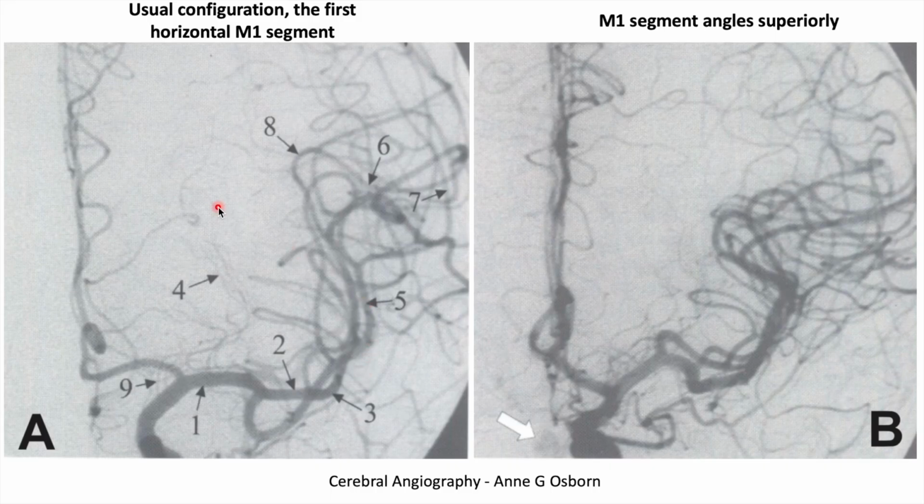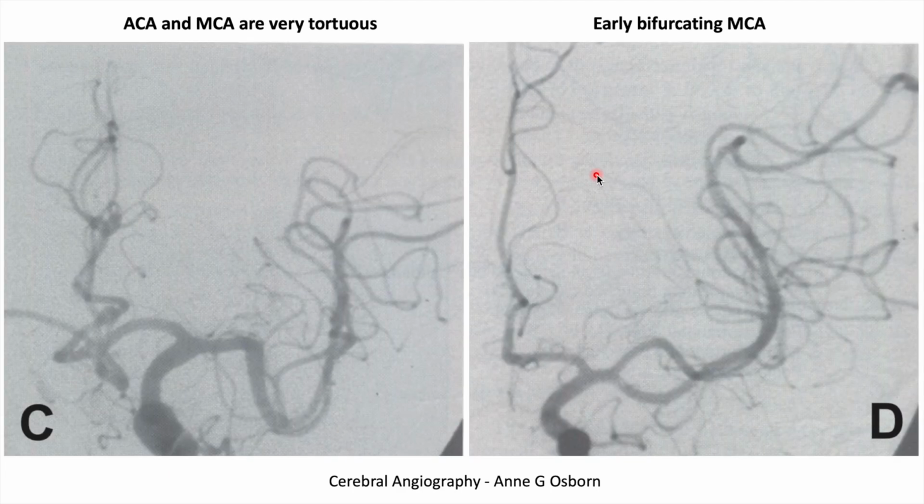Now there are variations in the MCA which are important to know. The usual configuration is a horizontal M1 segment. So when you want to take your wire in, usually we put a loop at the end of the wire because we know it is going to go straight into the MCA M1 segment. Usually this is a very straight segment, and the loop keeps it protected from causing a perforation. So that's the straighter segment, but you can also have a segment like this which is superiorly angulated. So it's important to know.